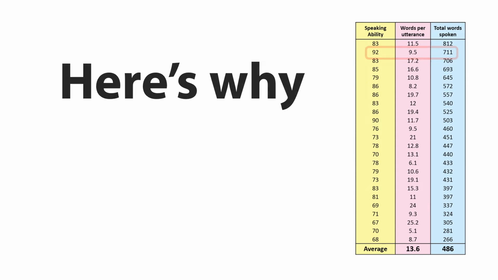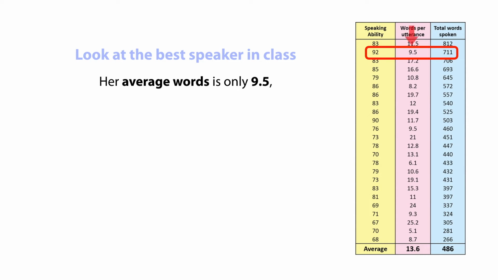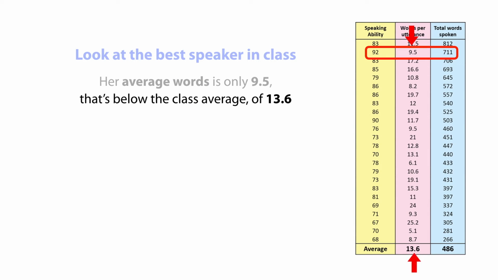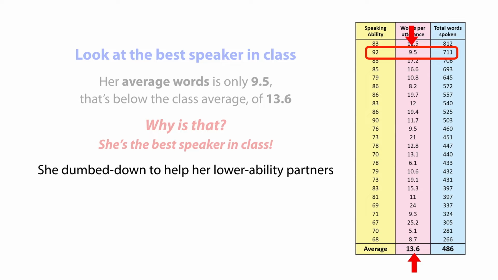Here's why. Look at the best speaker in class. Her average words is only 9.5. That's below the class average of 13.6. Why is that? She's the best speaker in class. She dumbed down to help her lower ability partners.